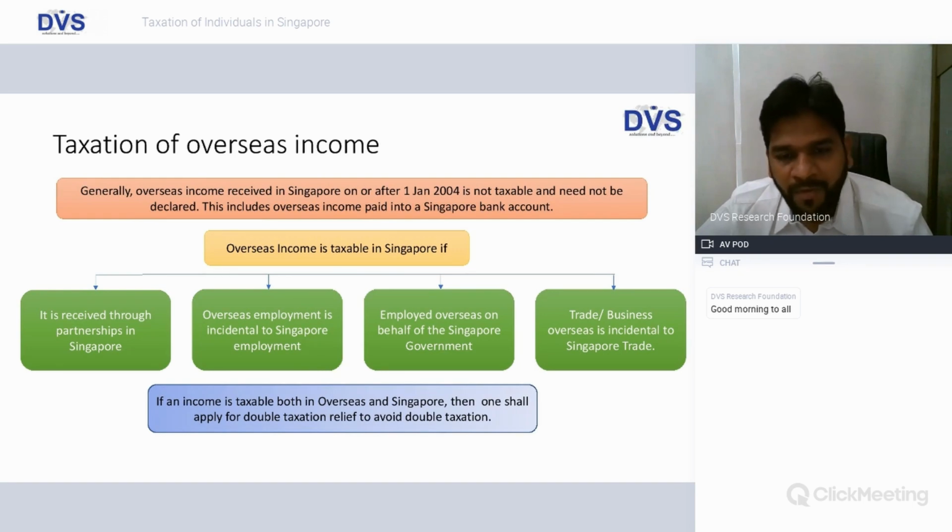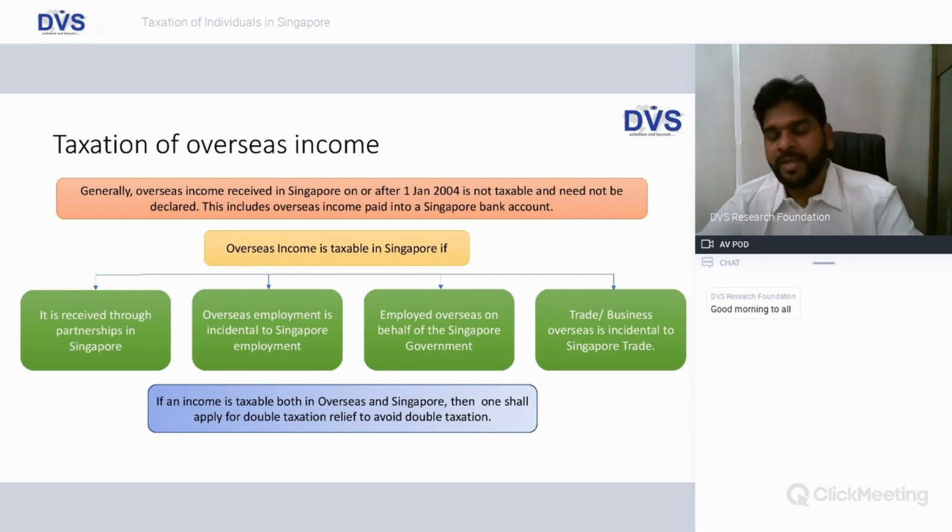Employment overseas on behalf of the Singapore government is a straightforward case. You're representing the government of Singapore, so it's income derived towards Singapore, and it will be taxed in Singapore. Then there is trade or business overseas income which is incidental to the Singapore trade. So you have traded something from Singapore because of which you're getting a foreign income, and that is also taxable in Singapore.